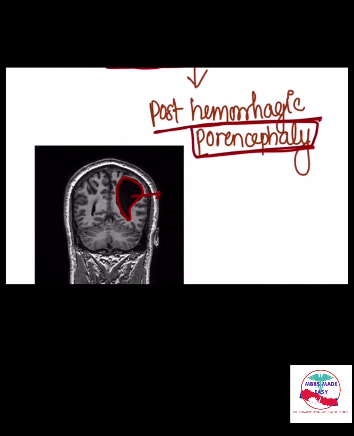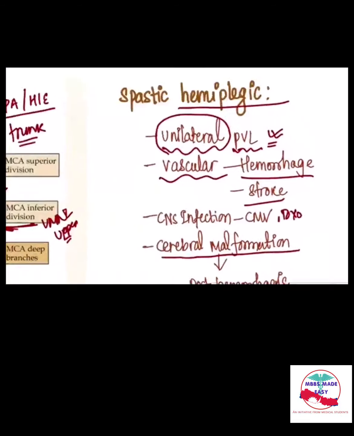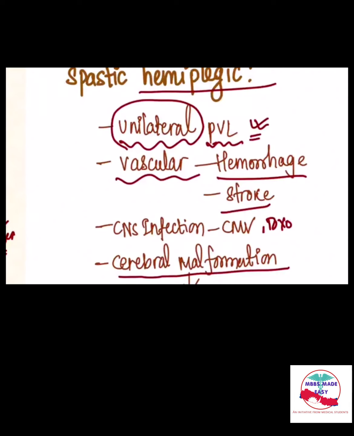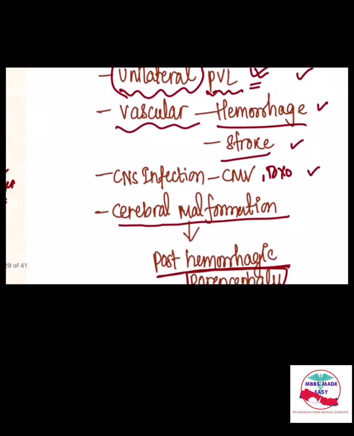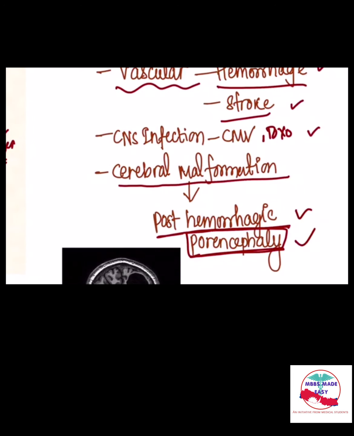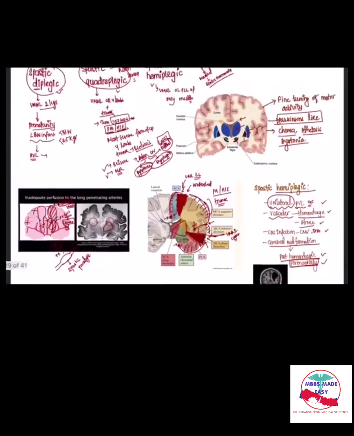And this post-hemorrhagic unilateral porencephaly is another cause for spastic hemiplegic type of cerebral palsy, right? So the etiology of spastic hemiplegic type of cerebral palsy includes unilateral periventricular leukomalacia, vascular hemorrhage or stroke, CNS infection like CMV and toxoplasma, as well as cerebral malformation after hemorrhage, which is called post-hemorrhagic porencephaly.